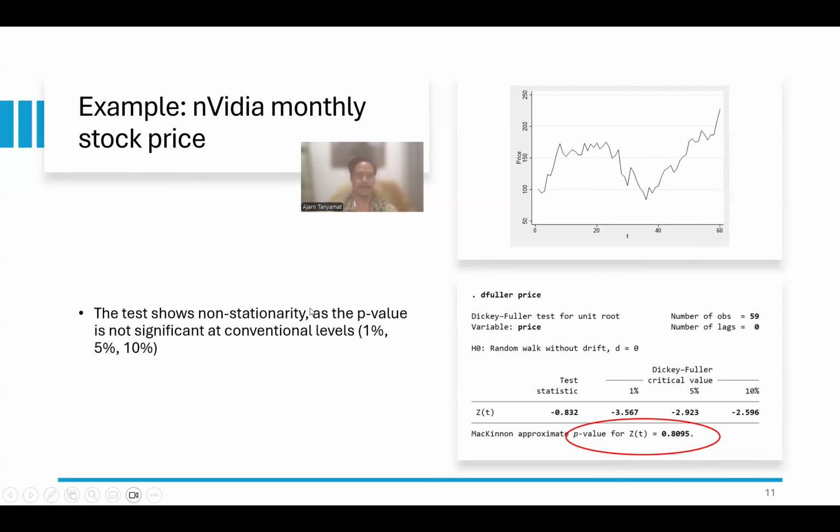Okay, so welcome back, everyone. In this video, we'll continue talking about stationarity tests. We just saw the Dickey-Fuller test in the last video. In this video, we'll look at the augmented Dickey-Fuller test.